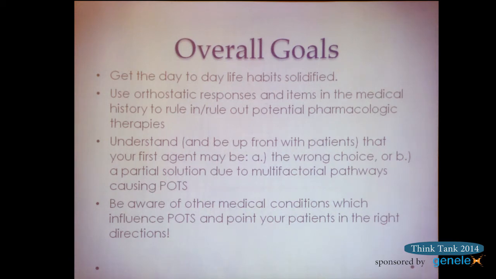And then understand and be upfront with patients that your first agent may be, A, the wrong choice, and B, a partial solution due to the multifactorial pathways causing POTS. Some patients will need something that brings down the heart rate as a predominant effect, and some patients will need that plus something that raises the blood pressure a bit as well. Patience is a virtue in this situation. There's a lot of trial and error, but we use our best judgment. And then be aware of other medical conditions which might influence POTS and point your patients in the right directions, meaning give them useful and good referrals to people like Dr. Teasley.